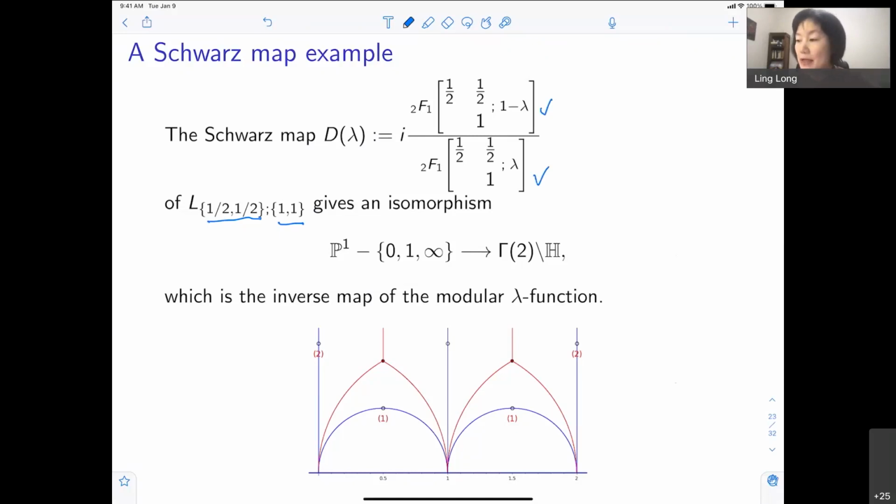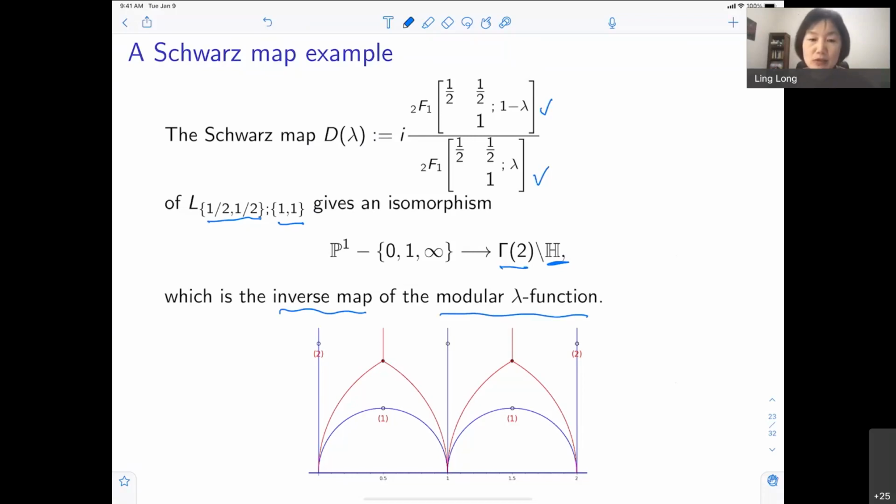In fact, if you take a ratio of these two solutions, you put the i to the front to make it land on the upper half plane. This is actually a classical example. Go back to Ramanujan. You will get the inverse map of the modular lambda function, parametrizing elliptic curves with level 2 structures.